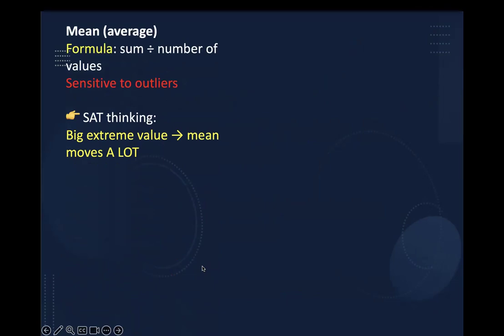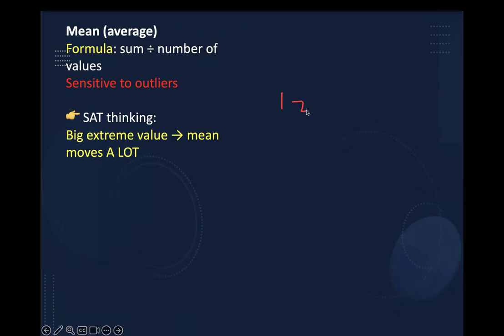The next one is this. Always you have to know the mean, median, and the mode. The mean is just the average, the sum of the numbers divided by the number of values, right? This is very, very important in terms of something that the SAT usually asks all the time.